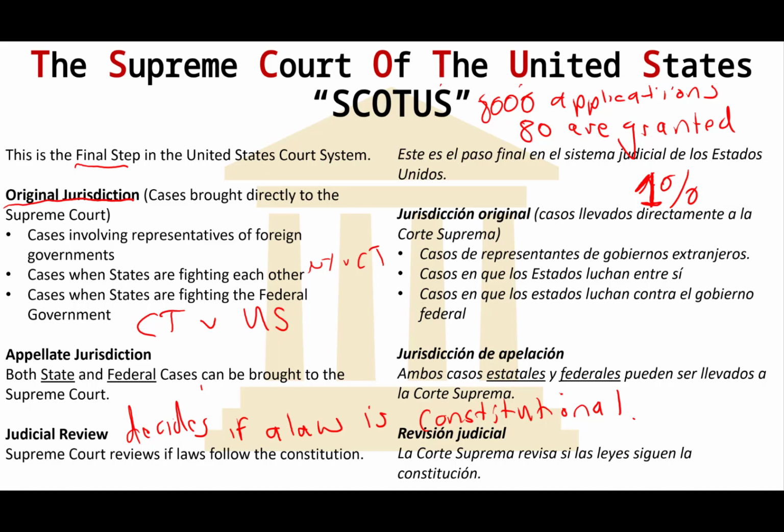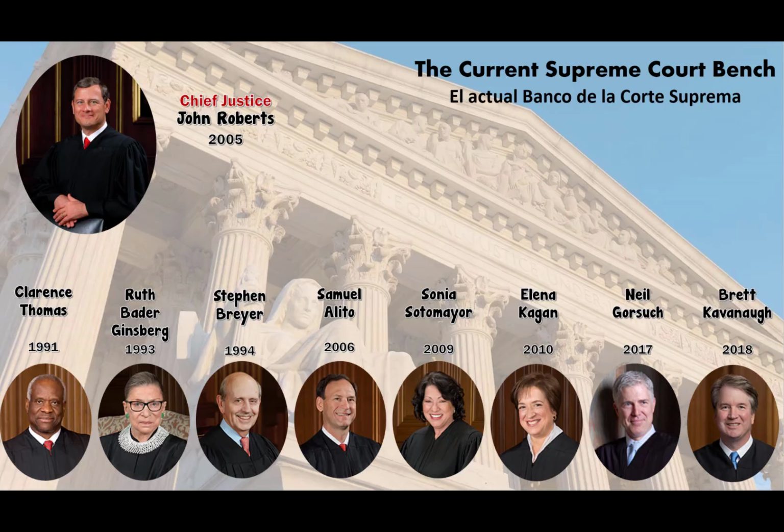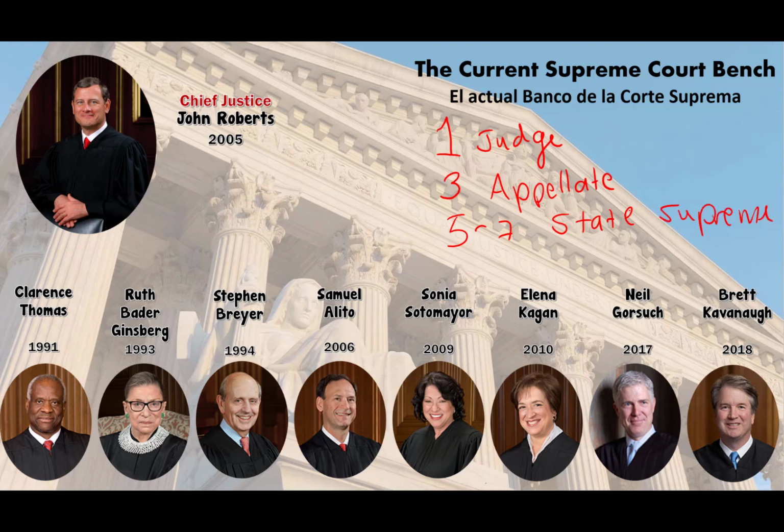Okay, so let's look at who's on our Supreme Court. This is the current Supreme Court bench. There are 9 justices. As you remember, when we look at Superior Court and District Court, you have 1 judge. When you look at Appellate, you have 3. You have 5 to 7 in the State Supreme, and at the Federal Supreme, it's 9.